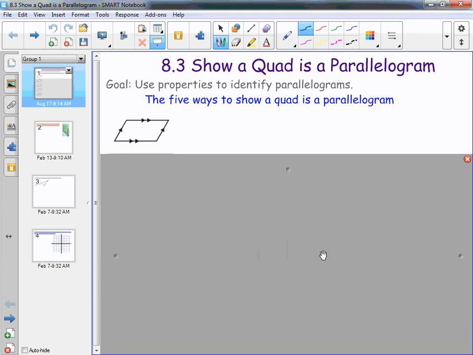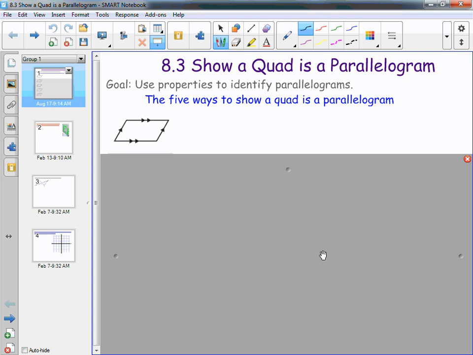Alright, today we are discussing section 8.3, how to show a quadrilateral is a parallelogram. Our goal is to use the properties to identify parallelograms. This section is very similar to section 8.2, except now we are trying to show something is a parallelogram versus being given that it is one. There are 5 ways to show that a quadrilateral is a parallelogram.